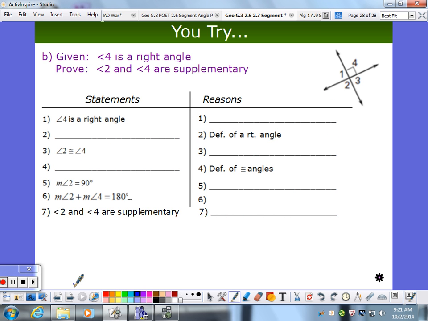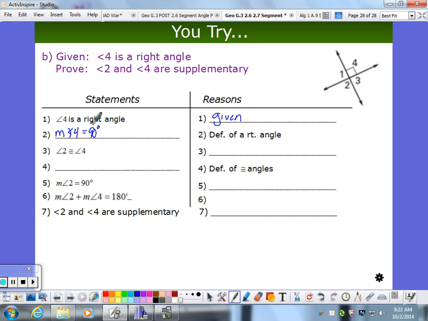How about this proof here? You may or may not have started this. Let's just take a look here. What do they want us to do? Angle 4 is a right angle is my given, which we know means all of them are right, because we can use that linear pair postulate all the way around. We want to show that 2 and 4 are supplementary. So it's starting with the given. And then it says definition of a right angle. So that means the measure of angle 4 is 90. That is the definition of a right angle.